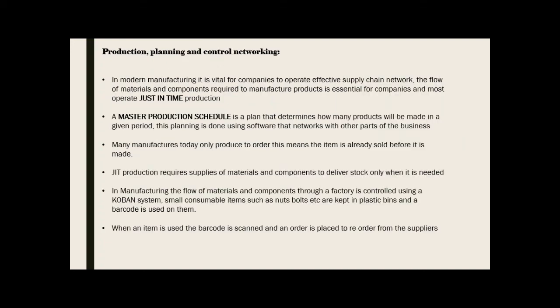And the last little bit we're going to go over is production planning and control networking. This is basically how companies set up so they can be as productive as possible, like the whole supply chain, from where they get their materials all the way through to how they make their products. There is something called just in time. If you've done business studies, you'll have heard this before.